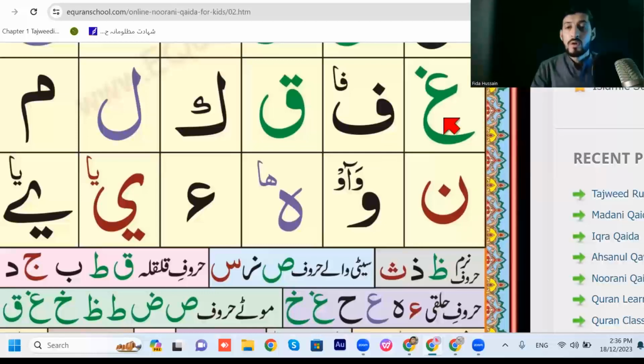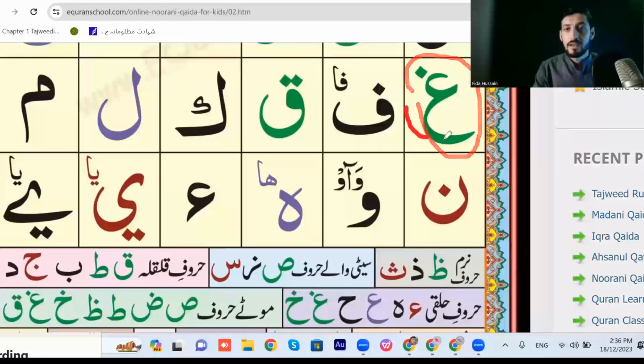This one is Ghain. Ghain is a heavy letter. As I told you in the first lesson, all the green letters in this qaida, in this book, are heavy letters. The green color is saying that these letters are heavy. How to say it? Gha. The sound is Gha. Your mouth should be in an O shape.